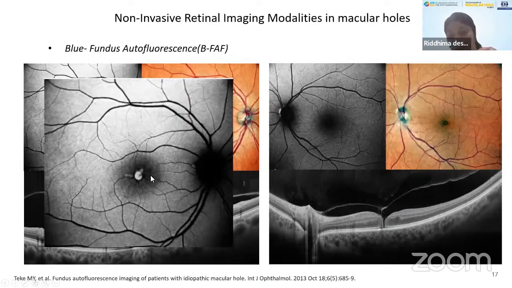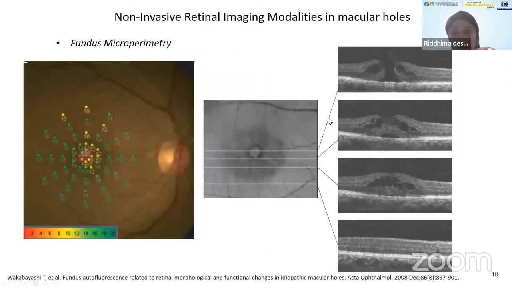Now, this pattern has been seen in around 70% of patients with full thickness holes. If you look at the corresponding OCTs, the OCT across the central hyperautofluorescent spot corresponds to the full thickness hole. The OCT across the hypoautofluorescent ring shows presence of SRF. Whereas if you take an OCT across these striae, you can see that these dark striae are actually the cyst walls, and the relative hyperautofluorescent centers are the cyst areas.